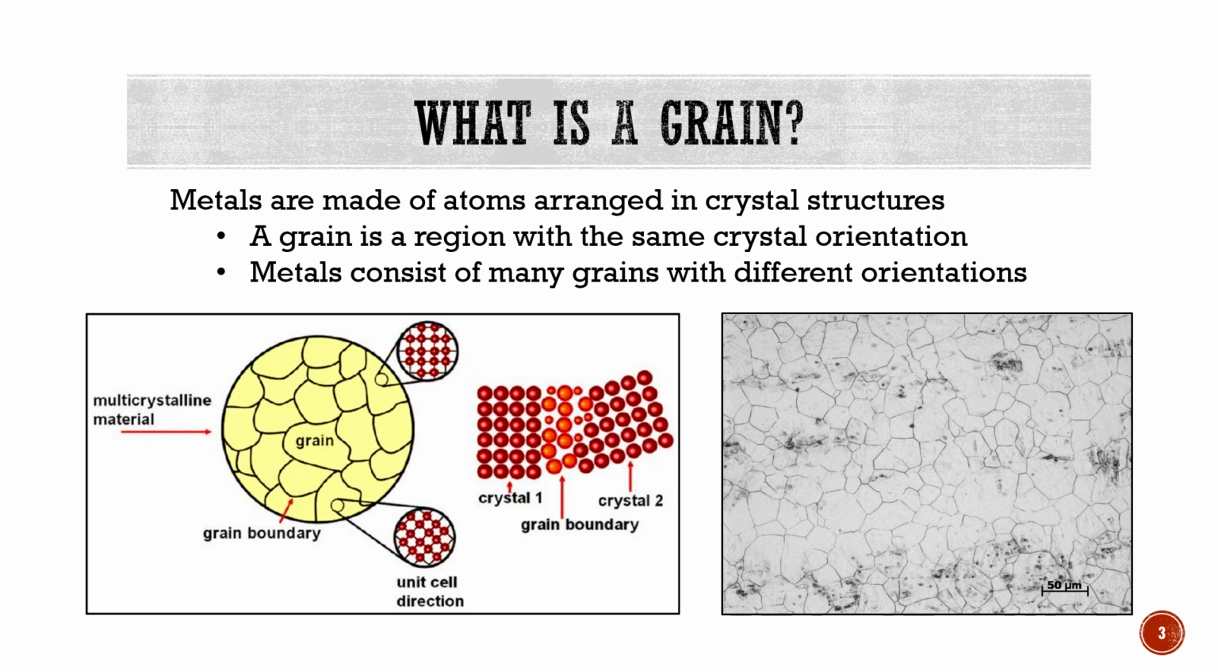Metals are made of atoms arranged in crystal structures. A grain is a region where atoms are arranged in the same crystal orientation. As shown in the schematic image, a metal is not a single continuous crystal, but a collection of many grains with different orientations. These grains form during solidification and fit together like a three-dimensional puzzle, creating the overall microstructure of the material.